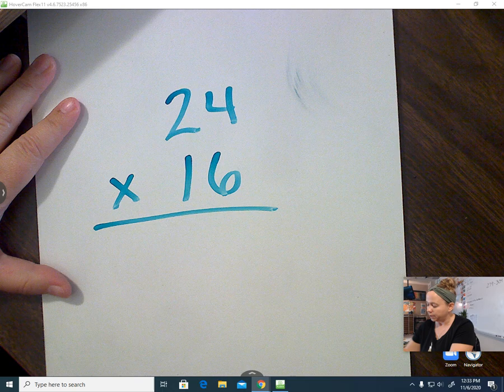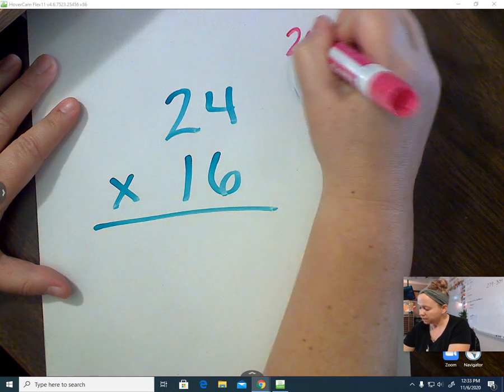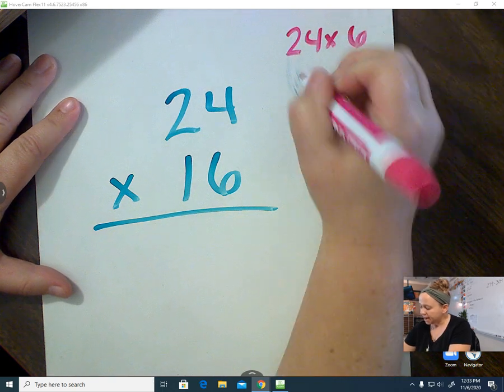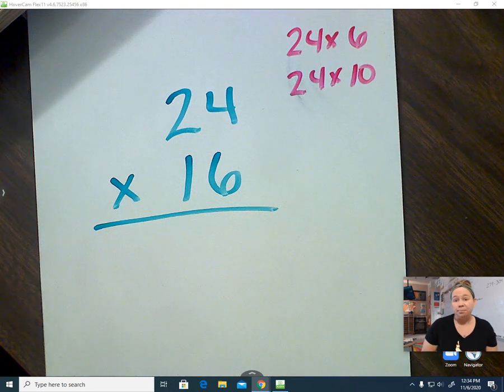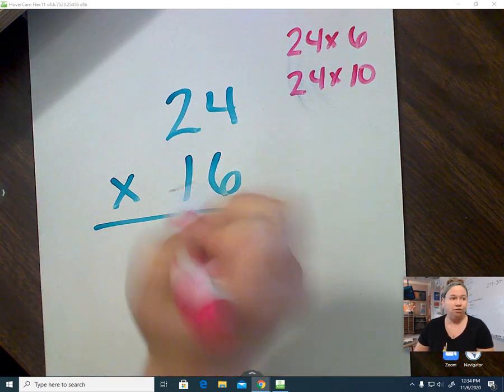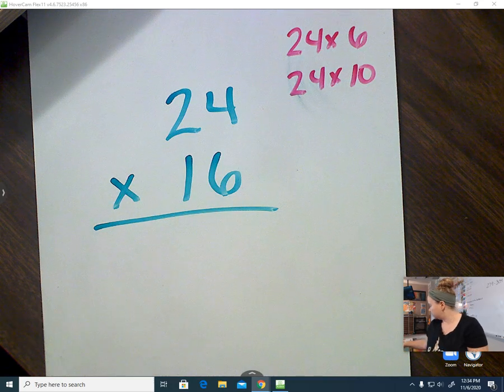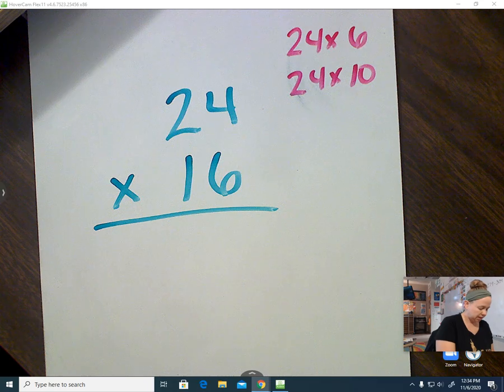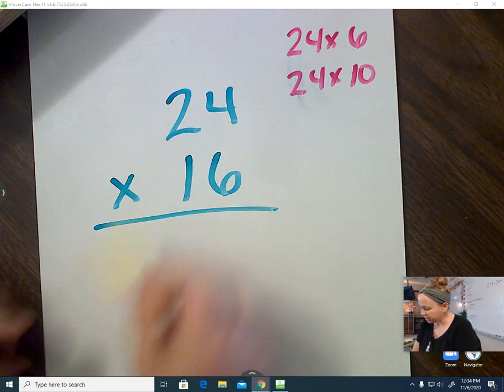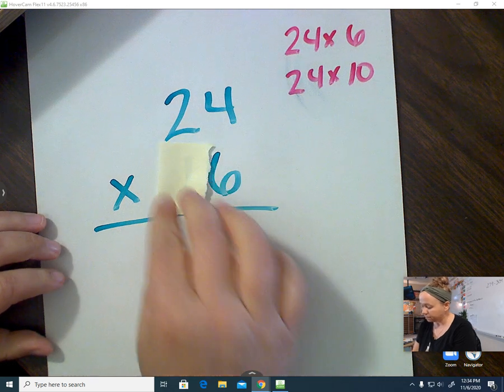I'm basically doing 24 times 6 and 24 times 10, and then I'm adding them back together. That's what this model is showing you. So first, I'm going to multiply. Check this out. Look, I'm going to pretend that that 1 isn't there.